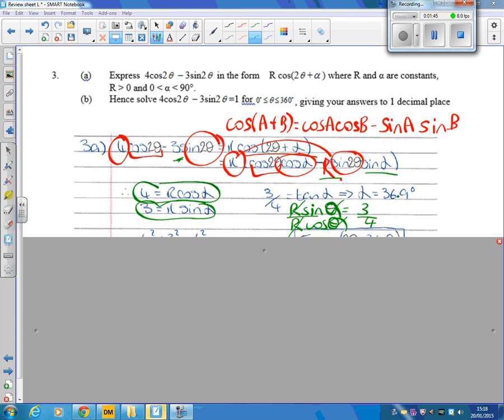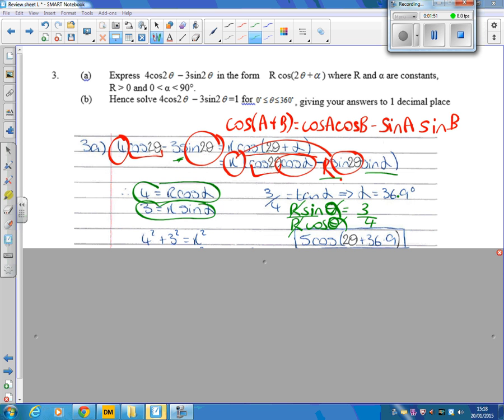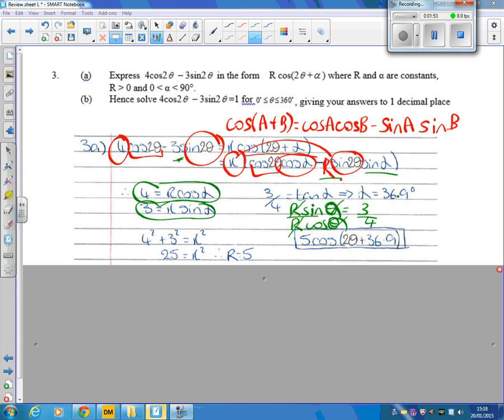And to get r, again, we want to square them, add them up and square root. So 3 squared plus 4 squared gives us r squared, so it's a 3, 4, 5 triple, so r is 5. And substituting back into the rule, we've got r was 5, cos, and then 2 theta plus alpha was 36.9.